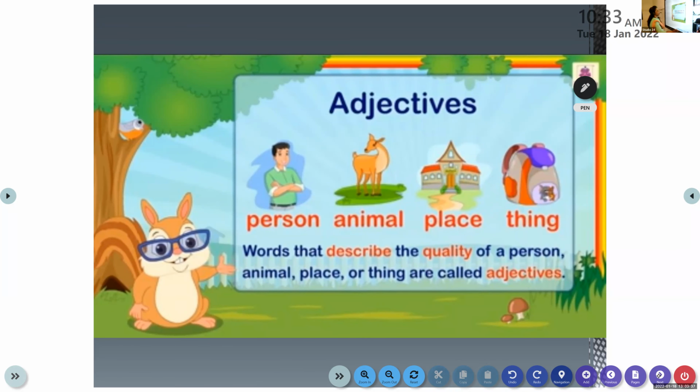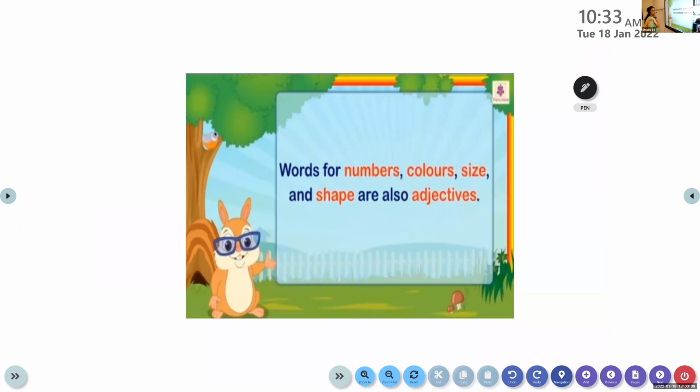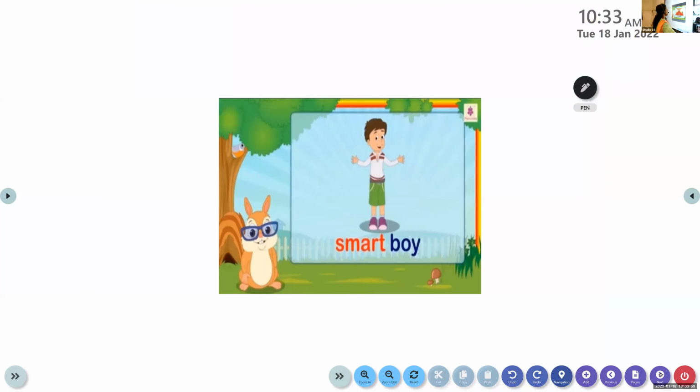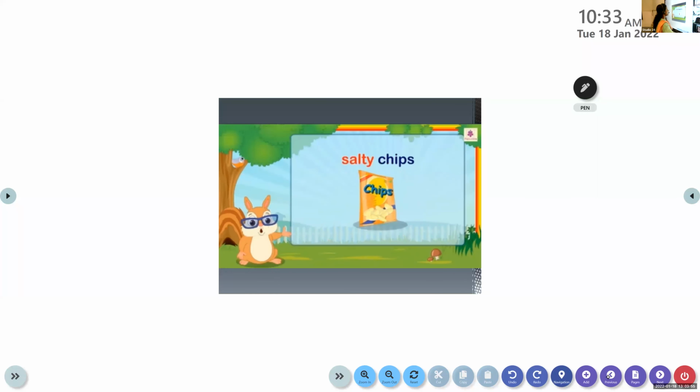Now, how are we going to identify an adjective in a sentence? I've told you, adjectives are words that describe.